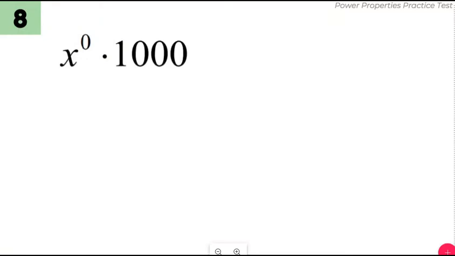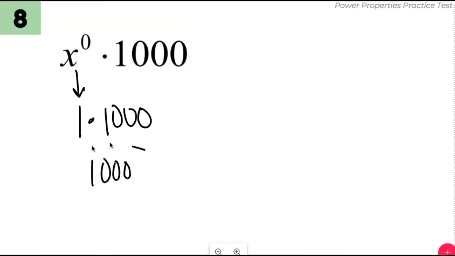Number 8 is an example where hopefully you did not overcomplicate the situation. Anything to the 0 power equals 1. 1 times 1,000 equals 1,000. Crazy simple.